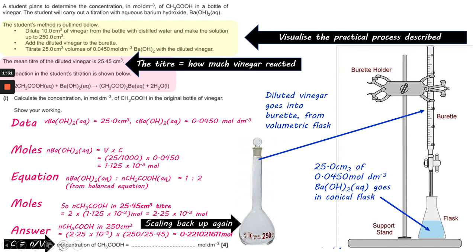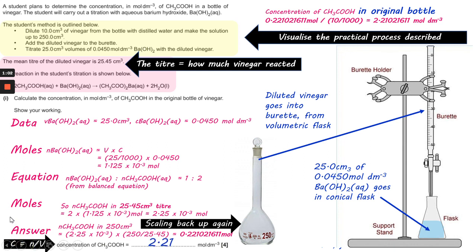Now, in the question, they want the concentration of ethanoic acid, so I need to do C equals n over V. So the concentration of ethanoic acid in the original bottle is the number of moles that I've worked out is present in 250 centimeters cubed, divided by 10 over 1,000. So that gives me 2.21021611 moles per decimeter cubed. So I can now put that in as my answer.